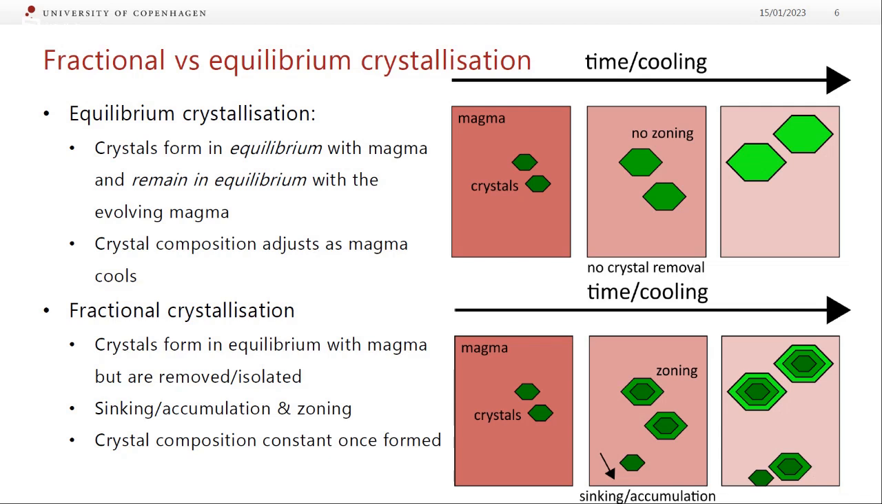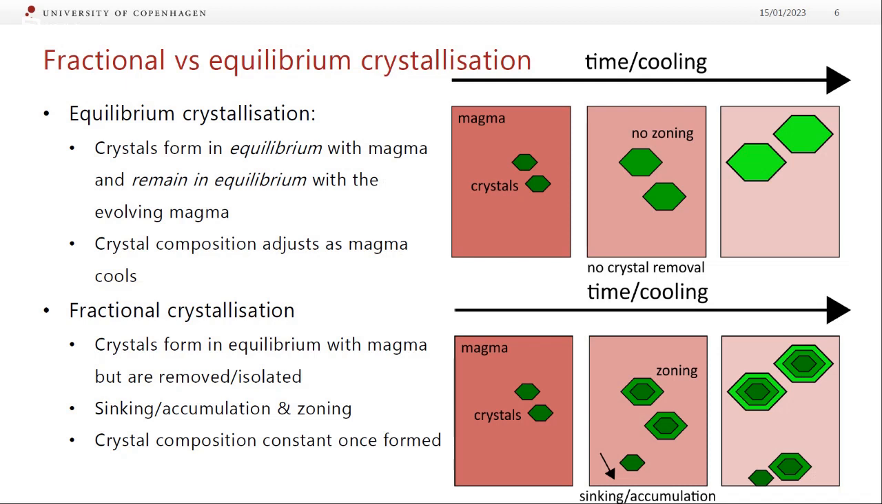We talked about this specifically to do with trace elements, but the overall concept applies to everything. We have these two different models of how crystallization can happen. The first one is equilibrium crystallization, and in equilibrium crystallization, everything's in equilibrium. So this means that the crystals form from the magma with one composition, but as the temperature cools and more of that crystal grows, then the composition of the crystals is adjusting to stay in equilibrium with the magma. So the implication of this is that we can't have any zoning and that the crystals have to remain in contact with the evolving magma.